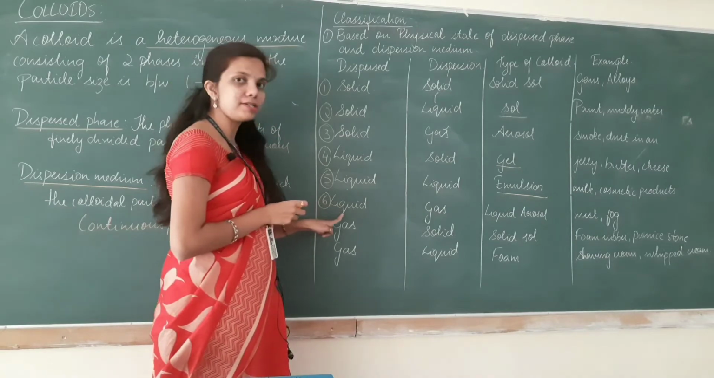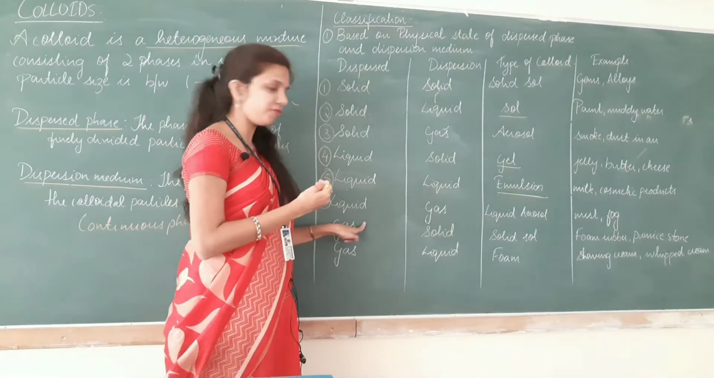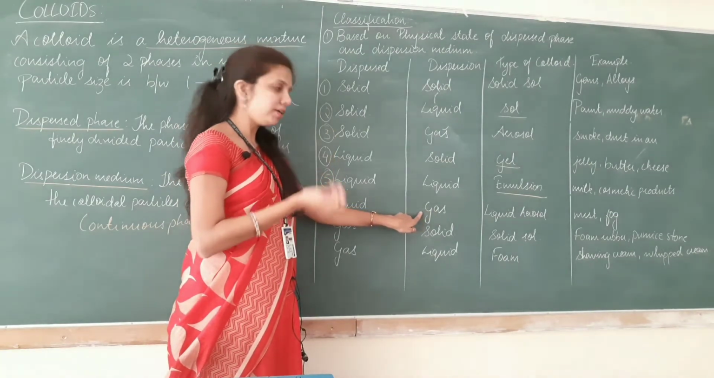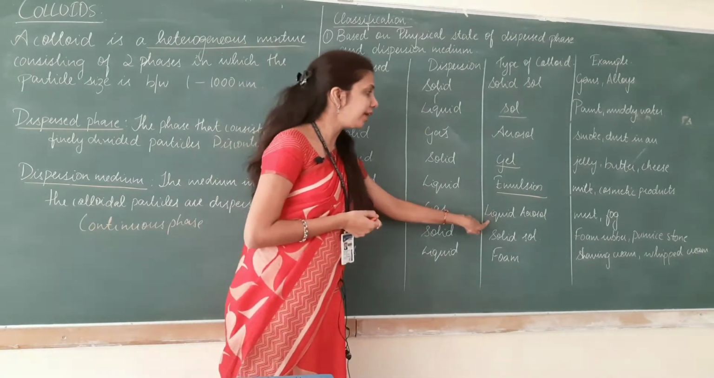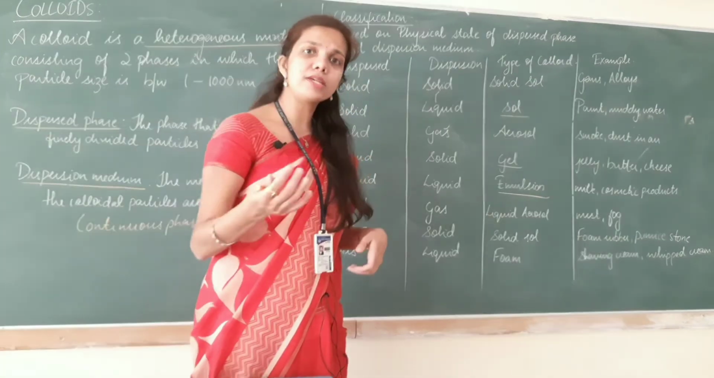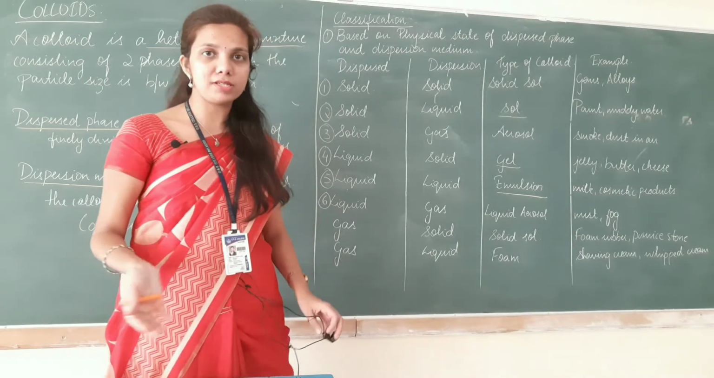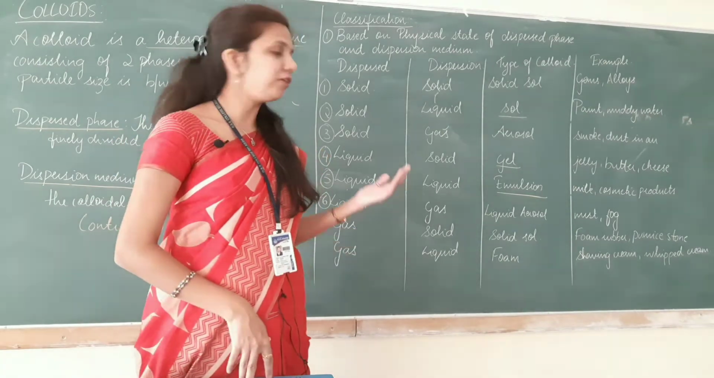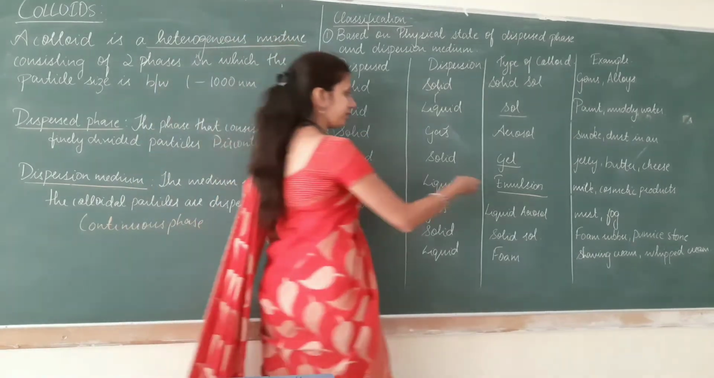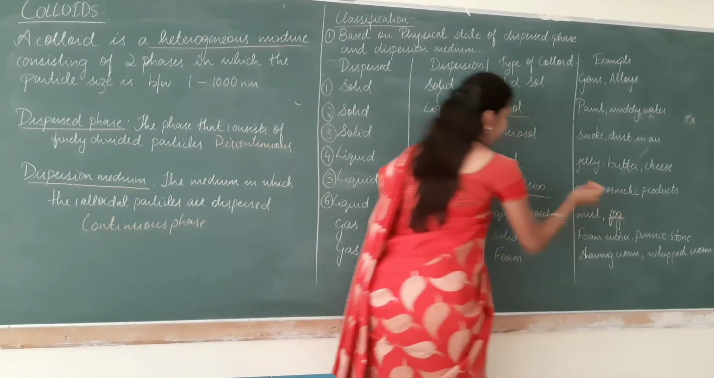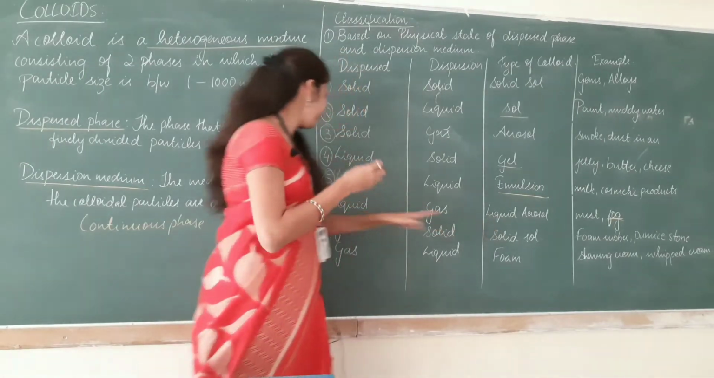Sixth one, that is liquid in gas, wherein liquid is my dispersed phase and gas is the dispersion medium, and the type of colloid that is formed is liquid aerosol. Now this is again something we come across during the winter season, December, January, when we all get up early in the morning, go for a walk, and encounter fog, and that is nothing but an example of liquid aerosol.